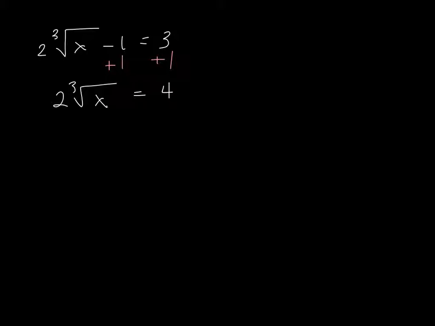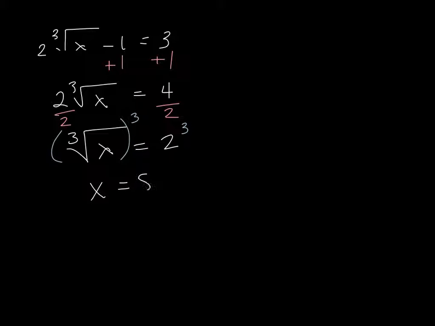My variable is still not isolated. It still has a 2 multiplied by it, so we're going to divide both sides by 2. That leaves me with the cube root of x equals 2. We haven't solved for the x yet; this x needs to be out from under the radical. Since that radical is a cube root, we are going to cube both sides. The cube and the cube root basically serve as reciprocals. So then I would have x equals 8.